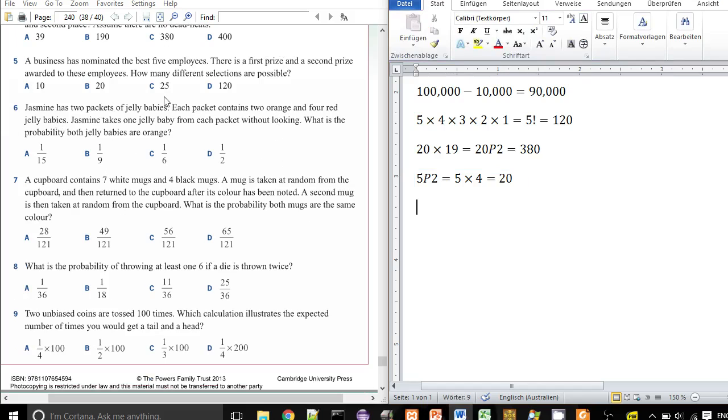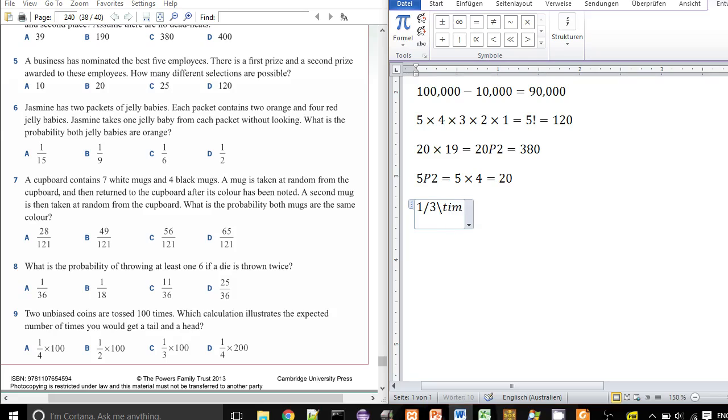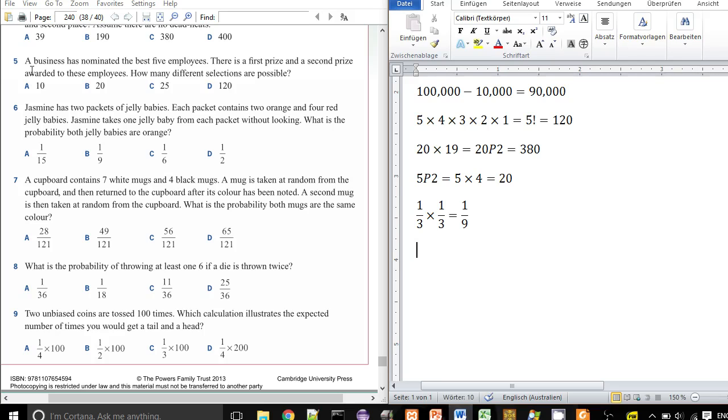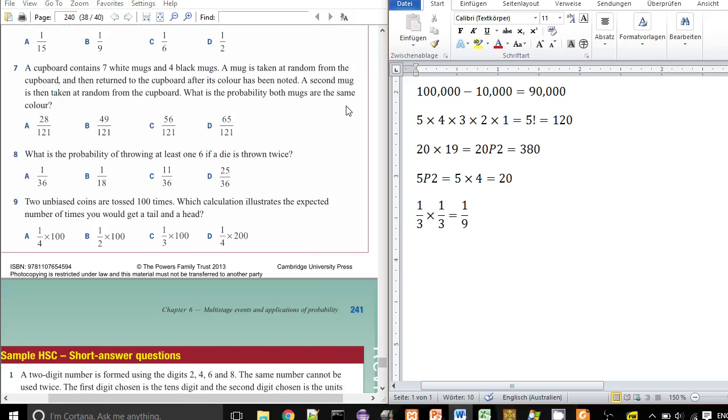Okay, Jasmine has 2 packets of jelly babies, 2 orange and 4 red. Okay, what's the chance they're both orange? Well, 2 out of, there's 6 in total, so there's a 1 out of 3 chance of it being orange. And she's taking 1 from each packet, so it doesn't affect each other. So it's just a 1 out of 3 chance times a 1 out of 3 chance. And you should know how to do it. You times the top times the bottom. 1 out of 9. Ta-da! Okay, so B.